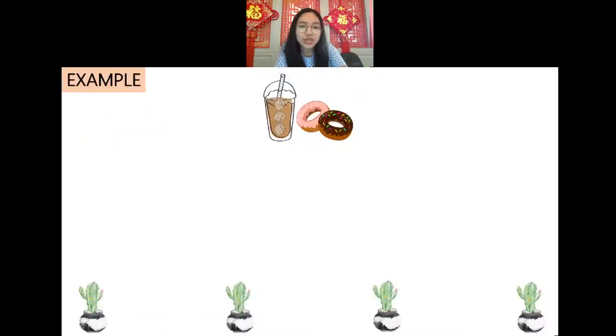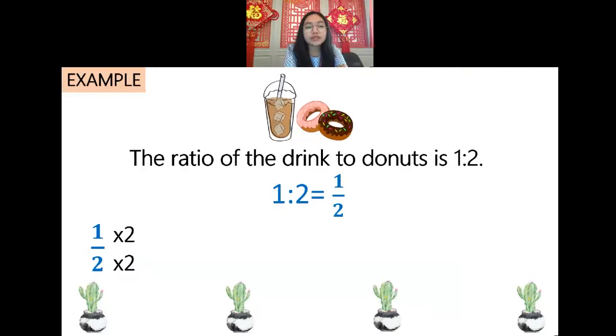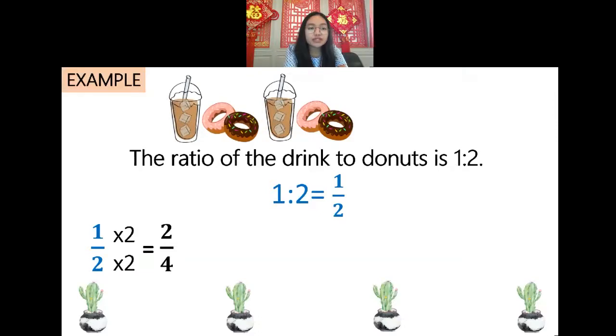You can see there a drink and a donut. One drink and a donut. The ratio of the drink to the donut is 1 is to 2. I write 1 is to 2 because the first mention is drink, and the second mention is donuts. So we have 1 is to 2, or in fraction form 1/2. Now for 1/2, let's multiply it by 2. That is 2/4. So that is equivalent to 1/2. Next, we could say that 1/2 is equivalent to 2 is to 4, or 1/2 is equivalent to 2/4.